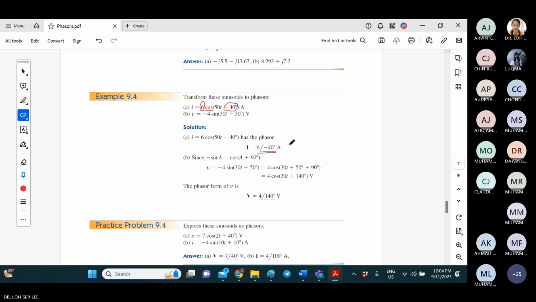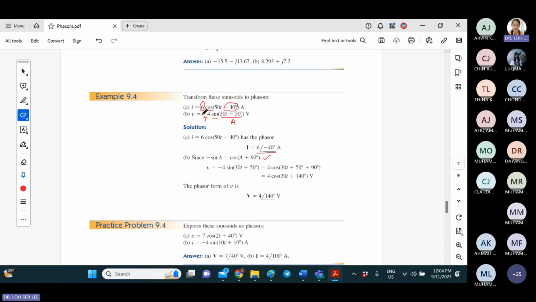Now we look at B. B is v. But what we have is sine with negative, sine function with negative. We want to change this sine into cos. So we use this formula. Remember the first formula just now? Negative sin A is cos of A plus 90 degrees. So now you treat this as your A.